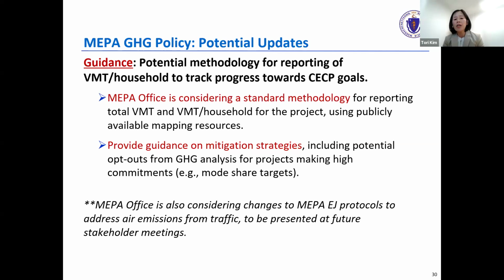So again, we're not looking to impose a big onerous site-specific study of home to work commuting patterns, et cetera. There are some standard methodologies where one might, for example, assume a certain distance traveled per trip within the county, and then that could easily be converted into a VMT measure. So again, it would be a simple metric that we could use to track some progress towards the CECP goals. And then we would provide some guidance around mitigation strategies.